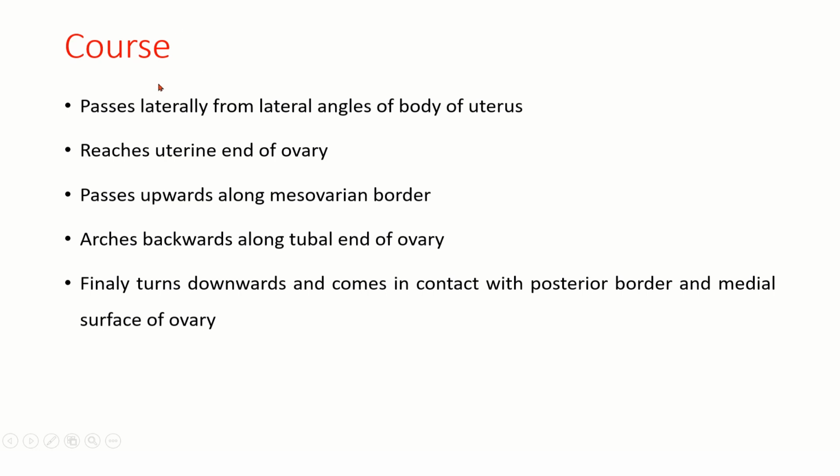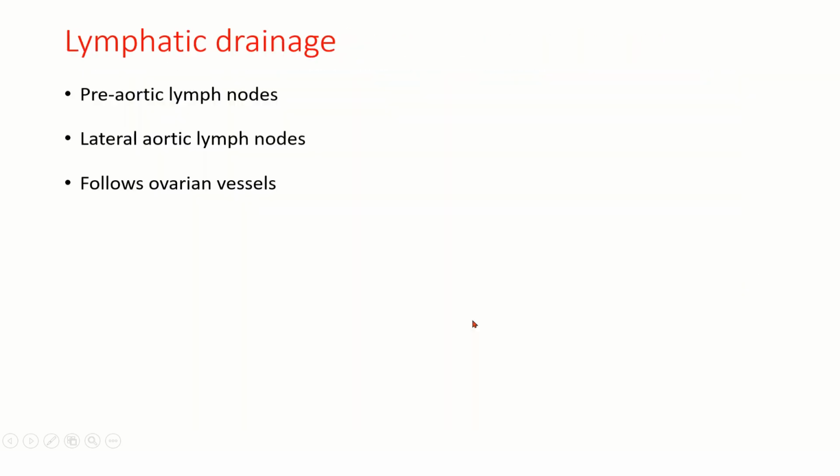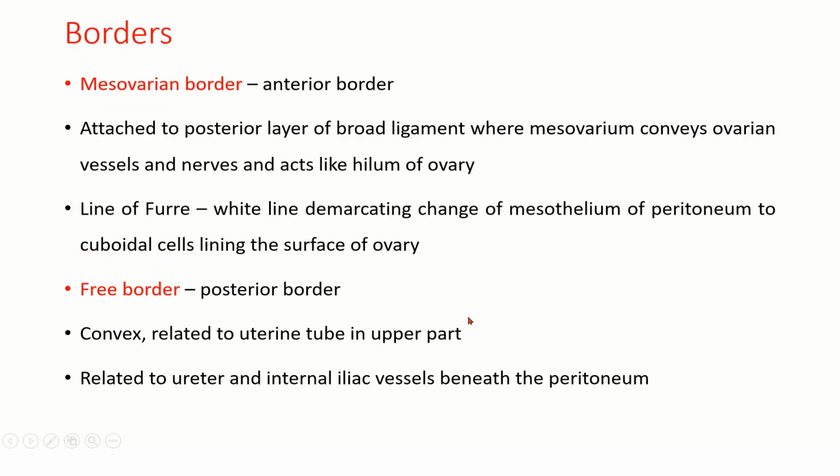Course: the uterine tube passes laterally from the lateral angles of the body of the uterus, reaches the uterine end of the ovary, passes upwards along the mesovarian border, otherwise called the anterior border, then arches backwards along the tubal end of the ovary, and finally turns downwards and comes in contact with the posterior border and medial surface of the ovary. You can see here.